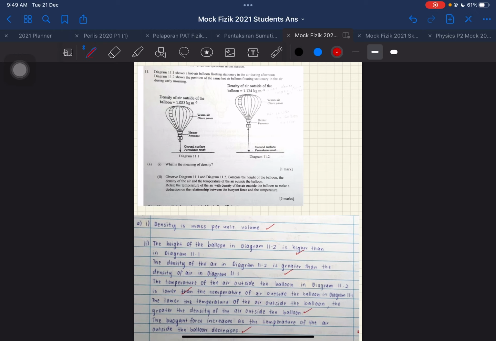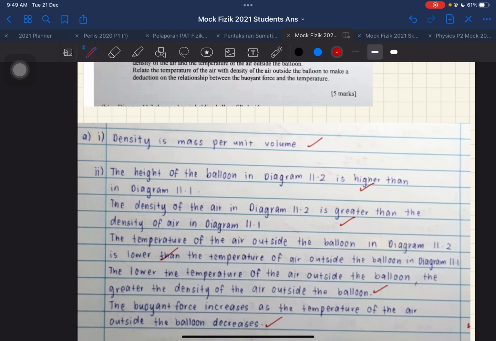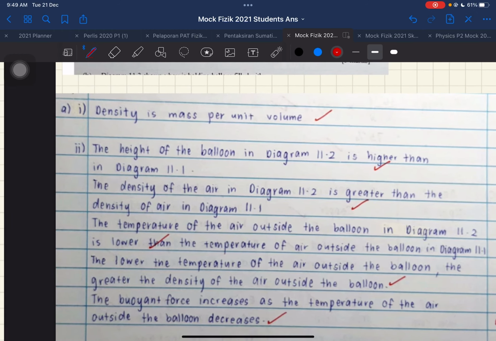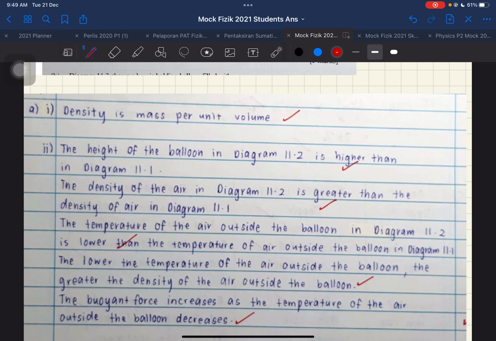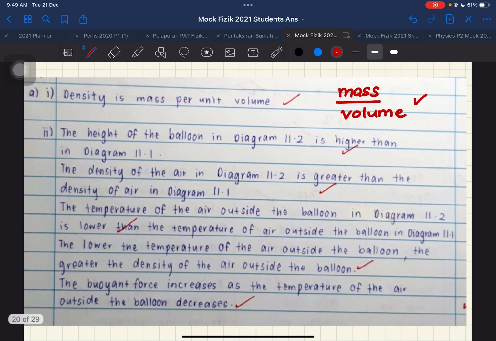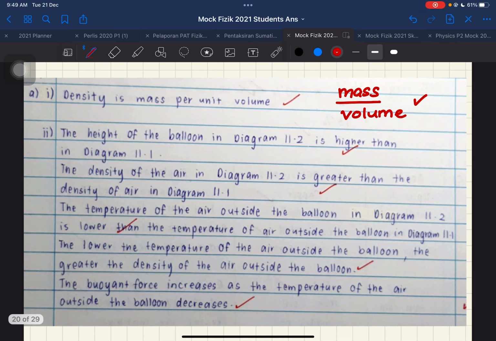I just want to comment on your friend's answer like this. Density, this is the perfect way to answer. Mass per unit volume, or you can just write as what I explained just now. You can just write mass divided by volume. Like this is already correct. And then if you want to write in sentence, make sure it is clear like this.